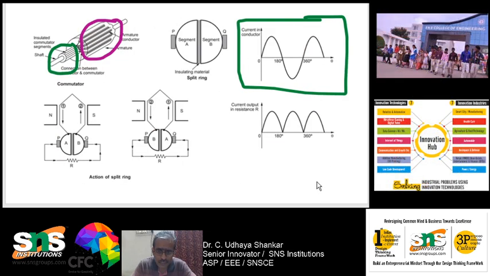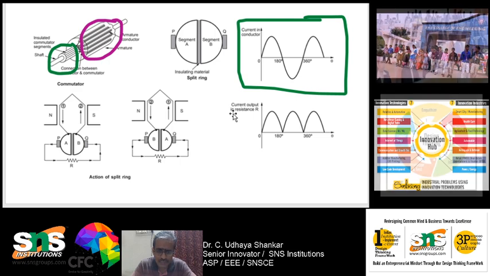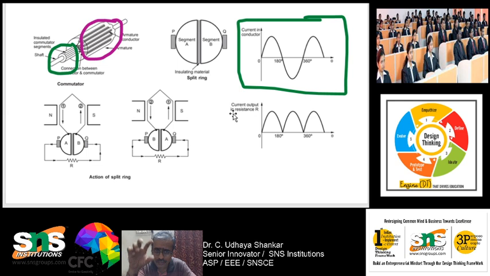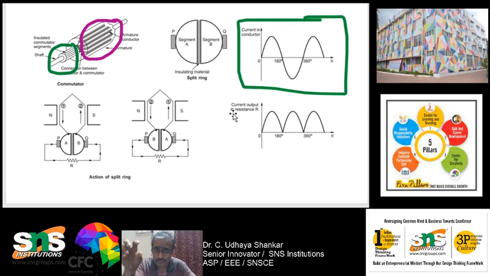So what these two segments do is, for example, when coil AB is connected, the P segment will be connected, whereas when coil CD is connected, the Q segment will always be connected. So the brushes B1 and B2 will always touch P and Q in order to collect the current.